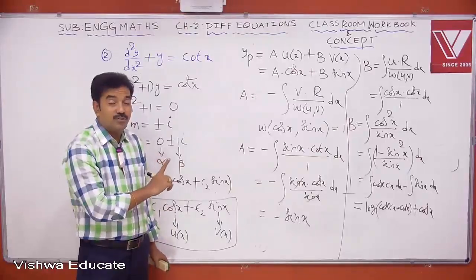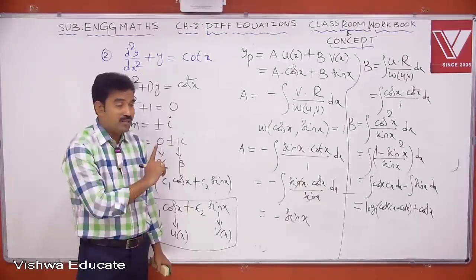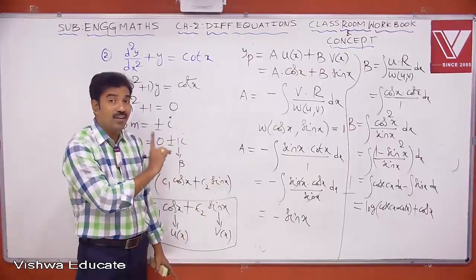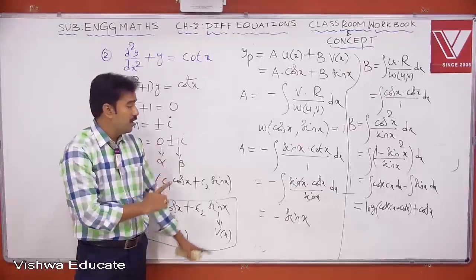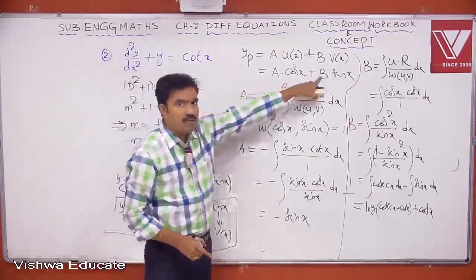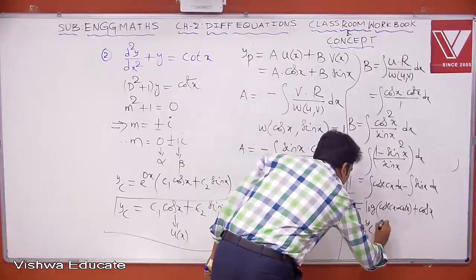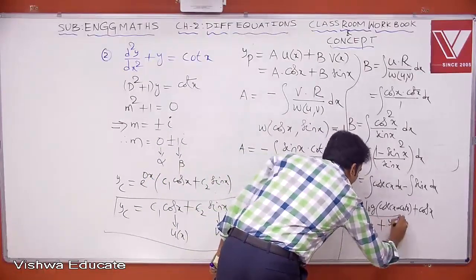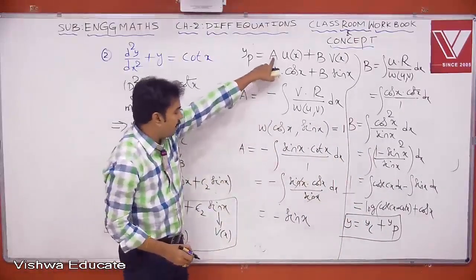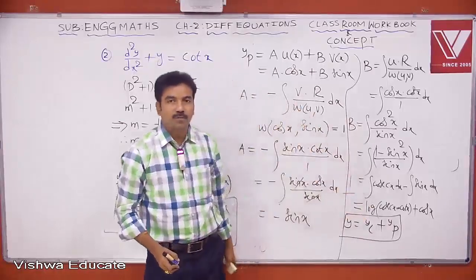But this is the only procedure to find particular integrals of complicated expressions, right? The drawback is that it is restricted to only second order equations. So this is A, this is B. Replace the A value here and the B value here. Finally, the general solution will be y equal to yc plus yp. We already got the yc value, and yp is given by this A value and this B value. Note down these points.